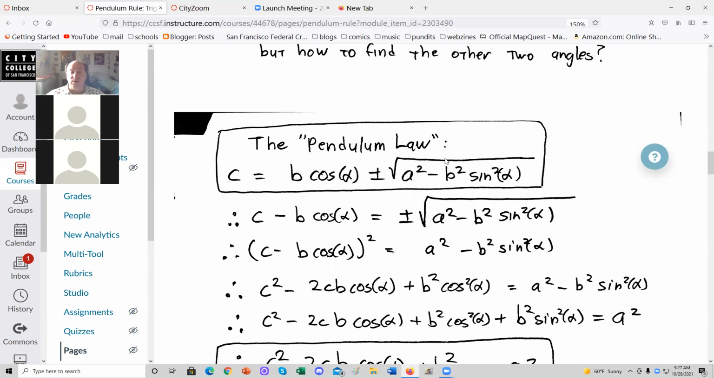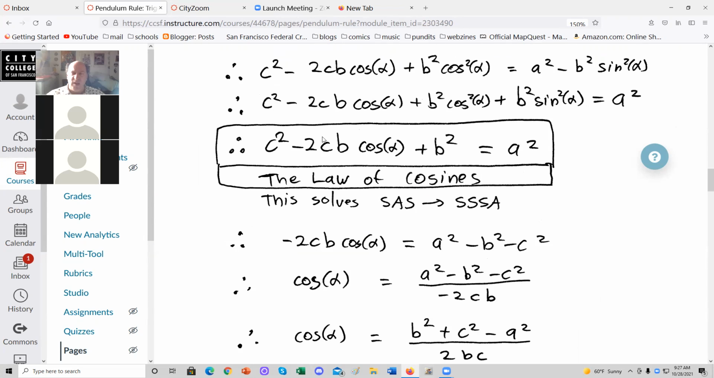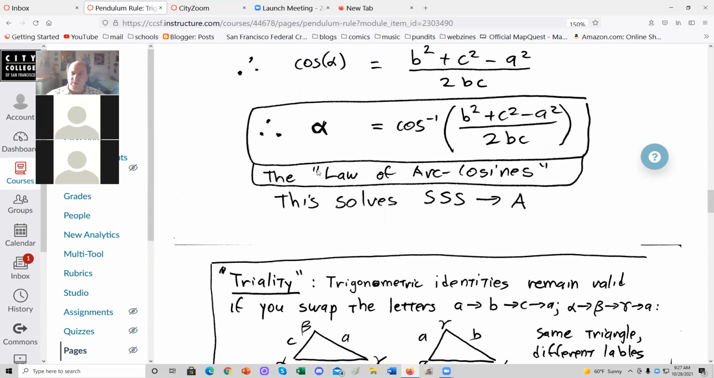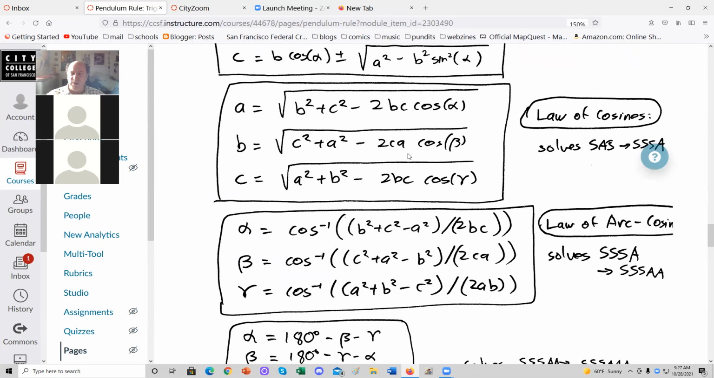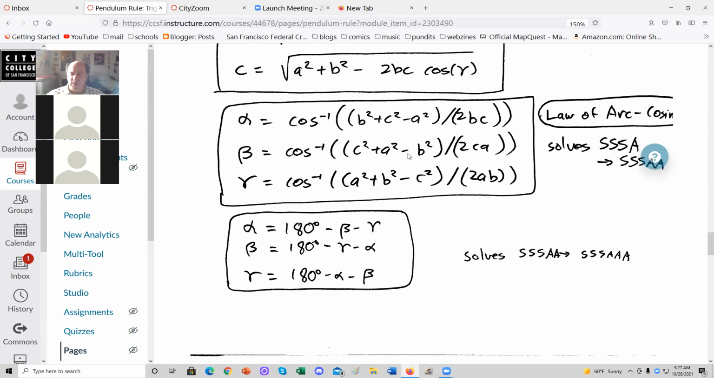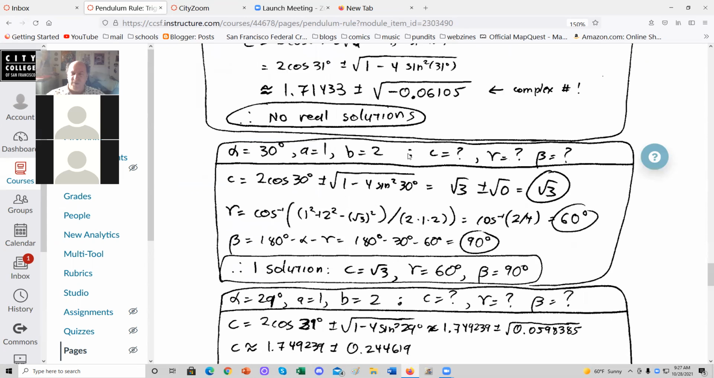To find the other angles given the sides, from the pendulum law I derive something called the law of cosines, which we'll be covering next time. And from that, I derive what I call the law of arc cosines, which I'll also cover next time. So there'll be pendulum law, 3 versions, law of cosines, 3 versions, law of arc cosines, 3 versions. And I work through a couple of examples.